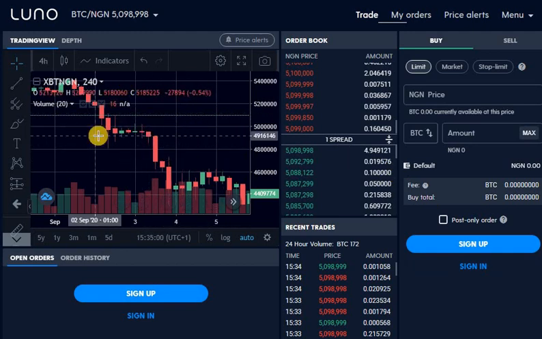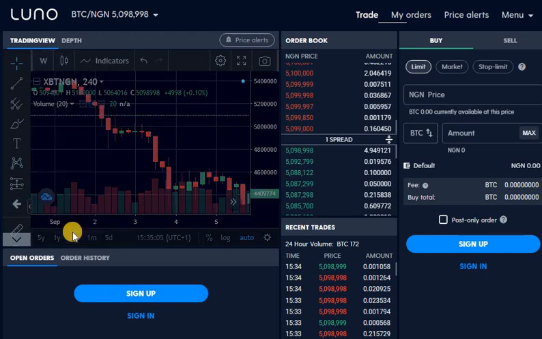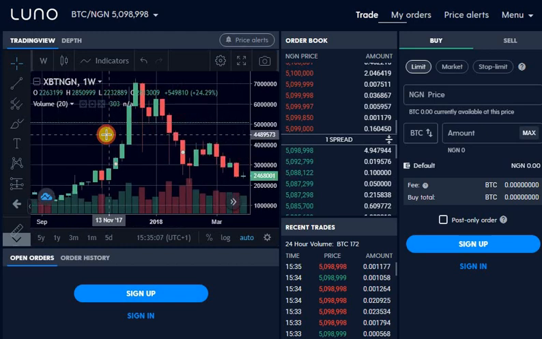Since this indicator is for the long term, we'd have to change the time frame of this price chart to 1 week. Now this is the weekly of the Bitcoin price chart, and as you can see, every single candle here is represented by 1 week.